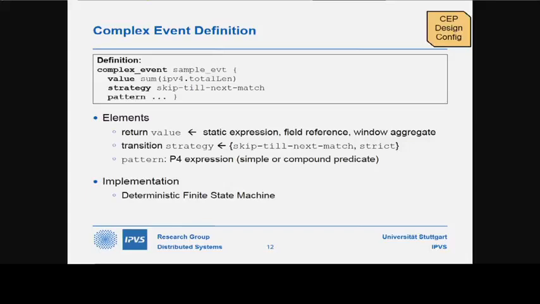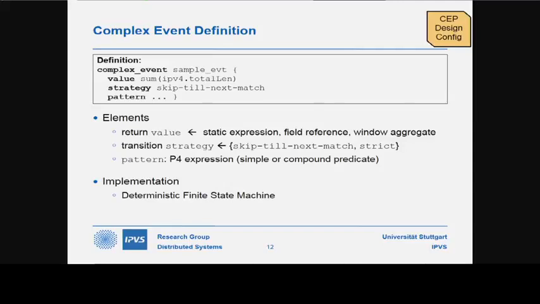This is how a complex event is defined. You can, of course, again give it a name. The value here depicts the return value in case a complex event is detected. An example here would just sum up over the total length of the IPv4 field. Then there is a strategy, which is either skip till next match or strict. We will see in a minute what that means. And you specify the pattern. And the pattern basically is any valid P4 expression. In our case, we use a simple or a compound predicate on basic events for that.